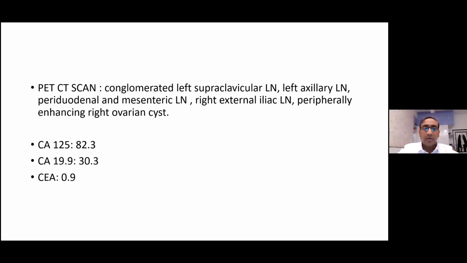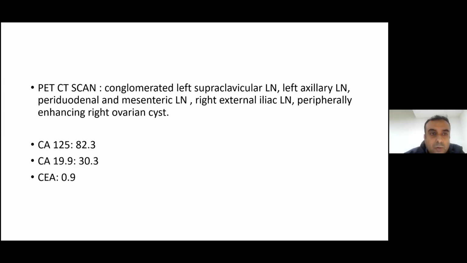So now, based on the PET-CT scan and the tumor markers, Dr. Piyush, how do we further investigate her from this point onwards? Frankly speaking, at this point I also did not have any indication. Looking at this picture, there is no obvious hint of a primary in this case. There are multiple lymphadenopathies. That's what we can see.